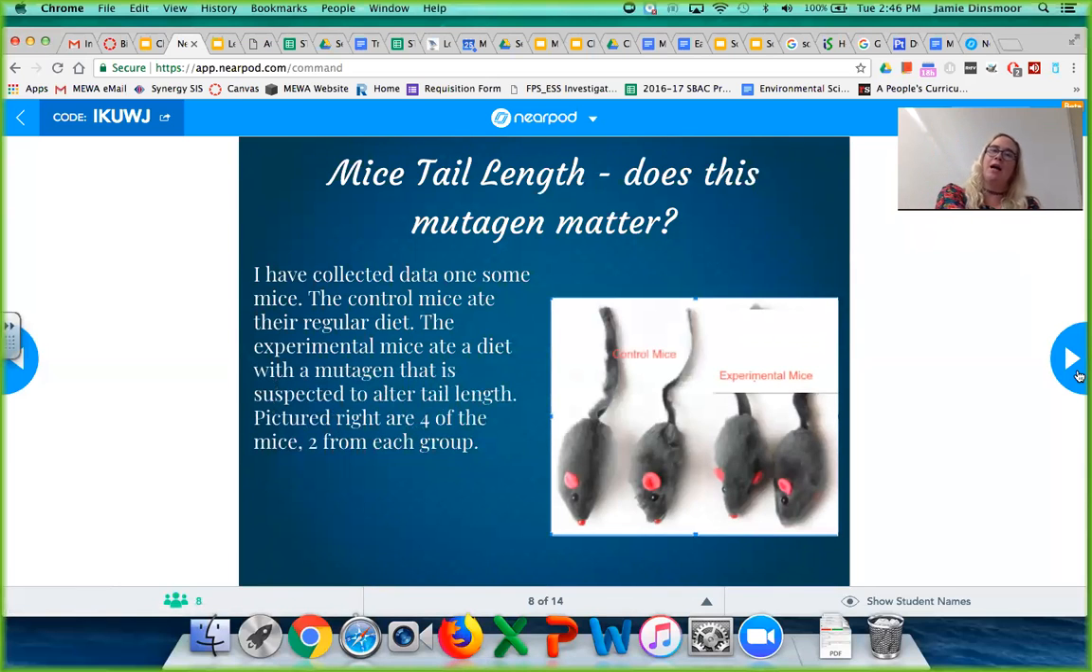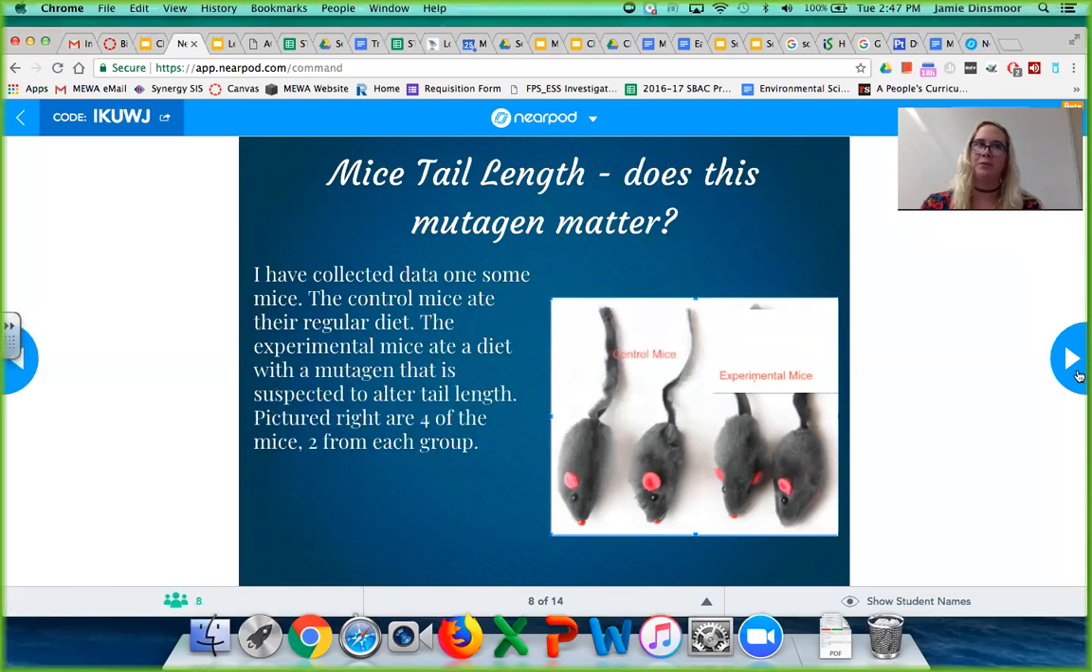So we're going to take a hypothetical mouse situation and we're going to apply this concept to it. We have two types of mice. We have our control mice and our experimental mice. Look how cute they are. No mice were harmed in the making of this PowerPoint because they're little plastic ones or furry ones, whatever they are. So the question that we're going to be answering is, does this mutagen matter?